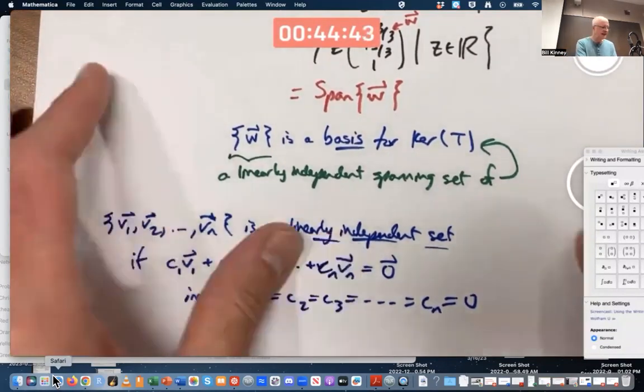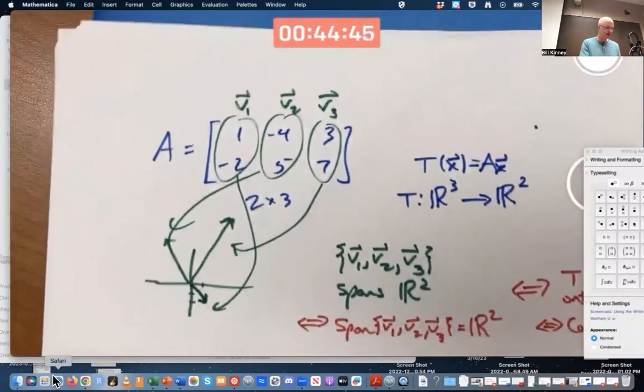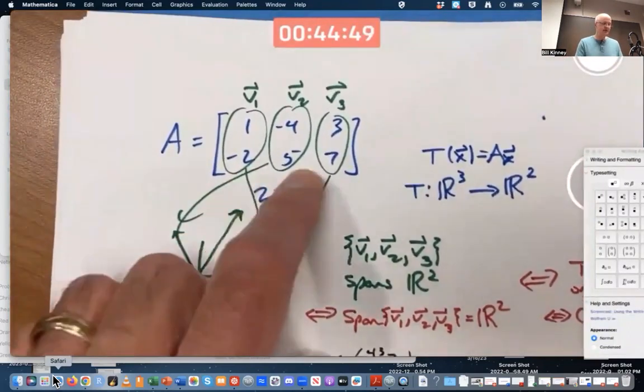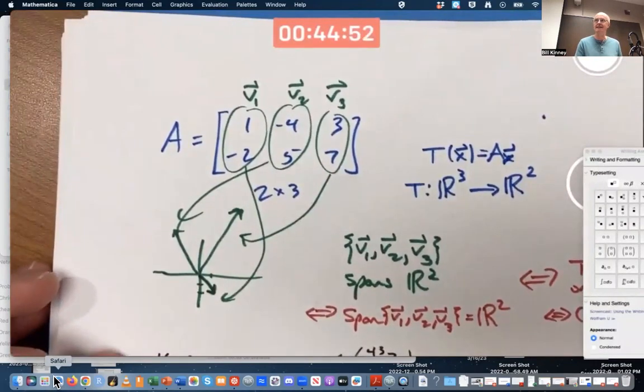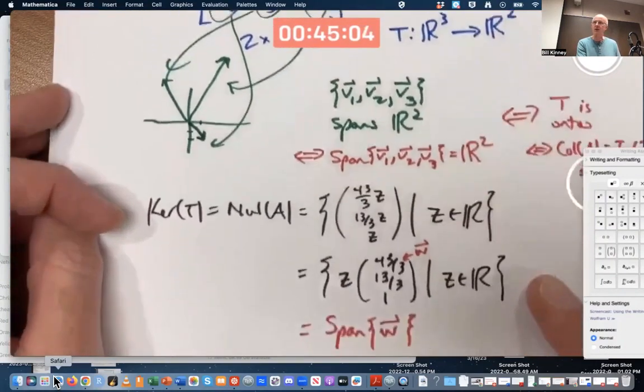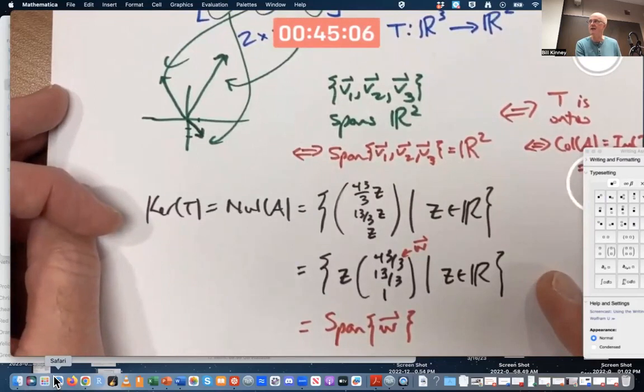But let's end by relating this back to the three vectors here, v1, v2, and v3. Does this set of three vectors form a linearly independent set? The answer is no. They form a linearly dependent set. Why? We already proved it, because the kernel is non-trivial. That's why.